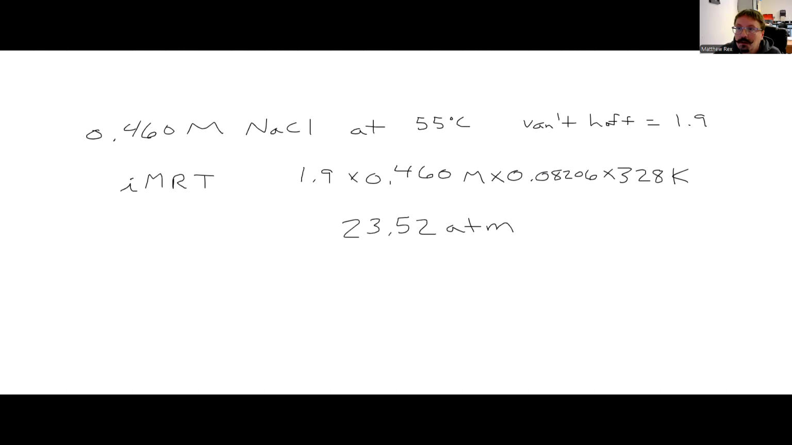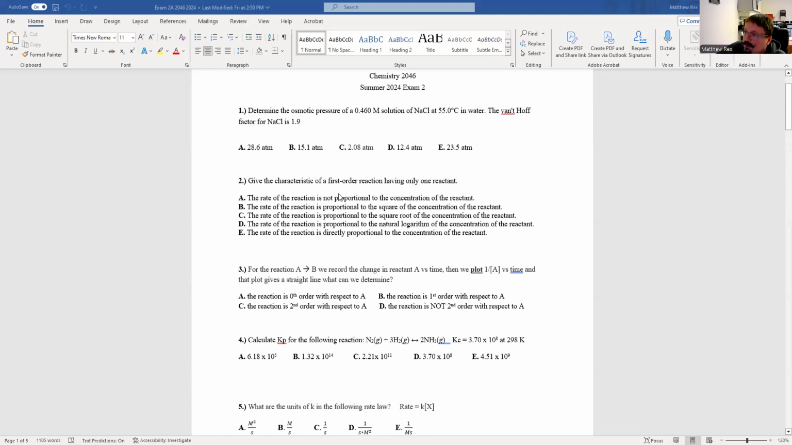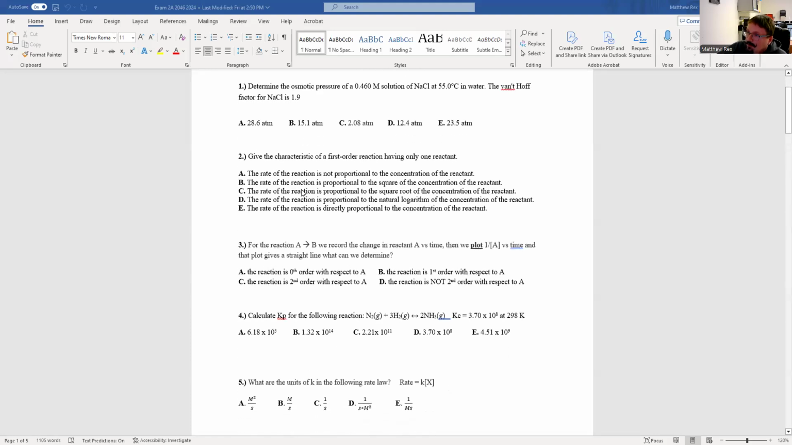All right. Next question. There we go. Determine or give the characteristic of a first order reaction having only one reactant. So I'll go back into the whiteboard here. If we have a first order reaction, all of these are talking about the rate of the reaction. So that's going to be our rate expression.